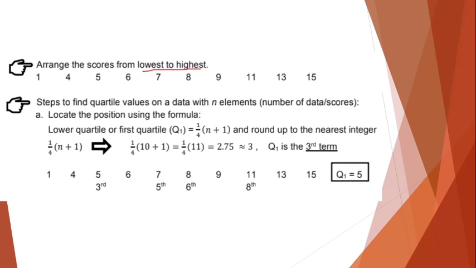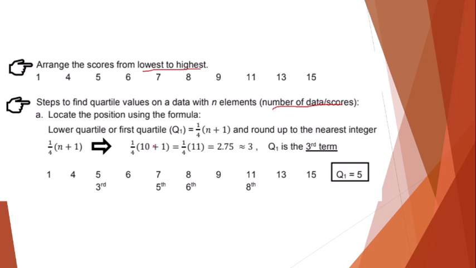So these are the steps to find the quartile values on data with n elements, or number of data or scores. Step 1 is to locate the position using the formula. Ilan po muna lahat? The total number of elements: isa, dalawa, tatlo, apat, lima, anim, pito, walo, siyam, sampu. It has 10 elements.